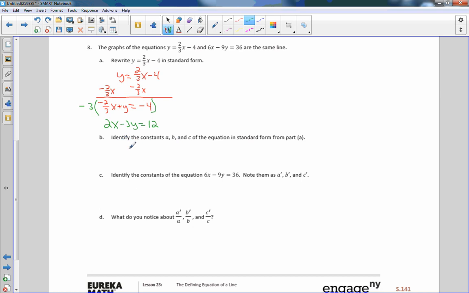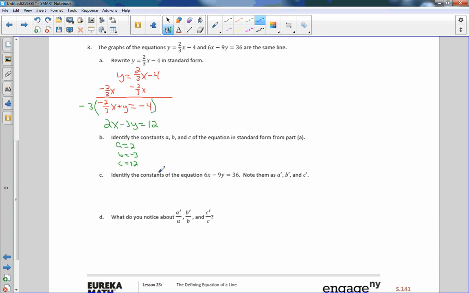Now it's asking me to identify the constants a, b, and c in that standard form. So a equals 2. B is the coefficient of y, -3. And c is the constant 12. And then here, they're asking us to do the same thing. What is the constant of this? Identify the constants of the equation 6x minus 9y equals 36.